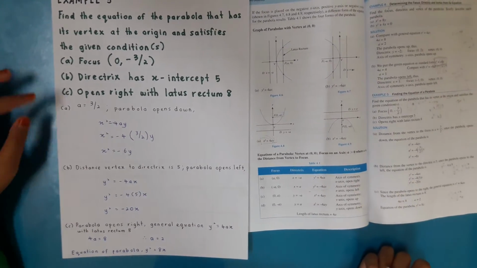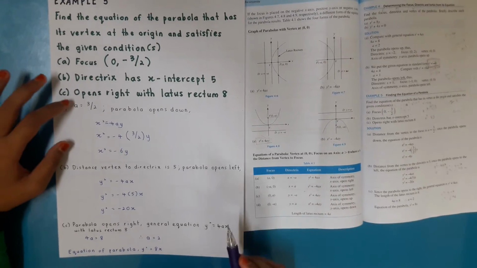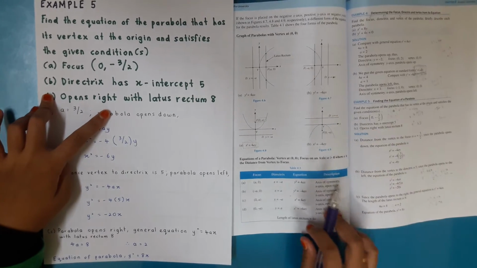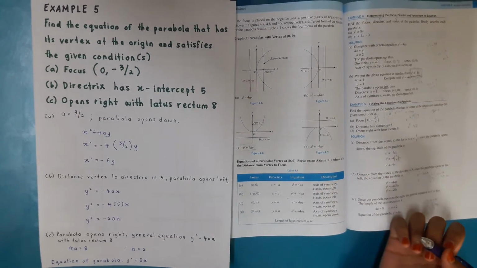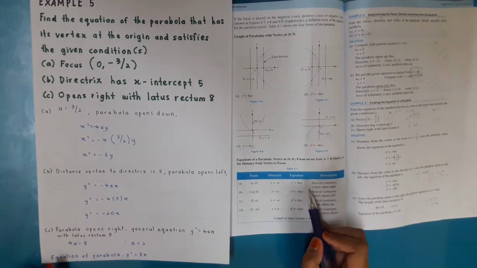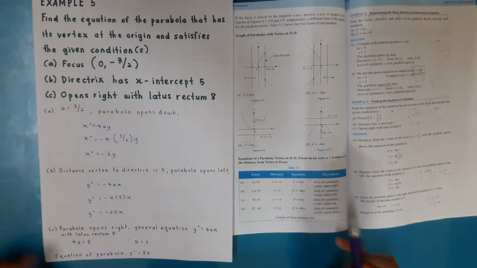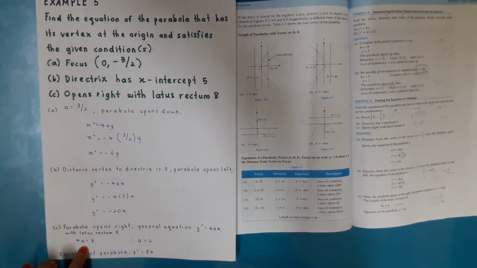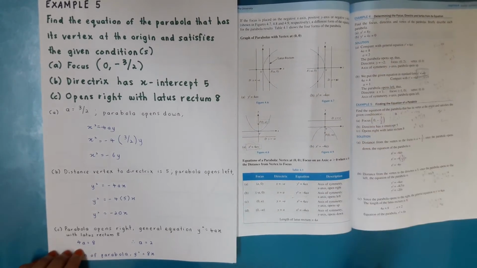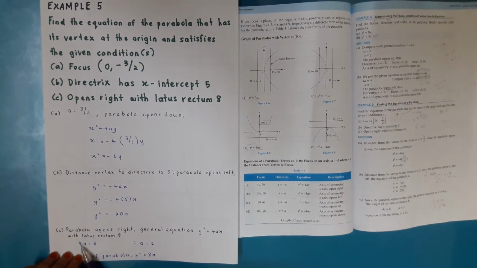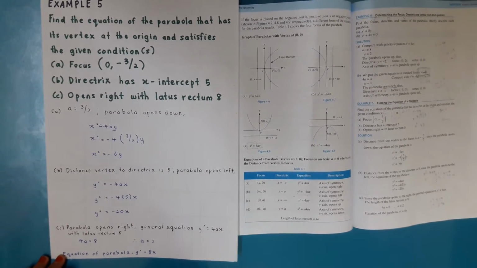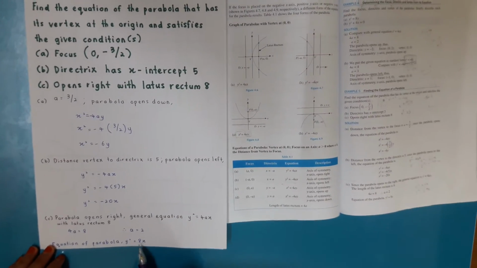For the third question, it opens right with latus rectum 8. So the general formula is y squared equals 4ax. As Irina mentioned before, the latus rectum is equal to 4a. Then 4a is equal to 8, so a is equal to 2. Then the equation of the parabola is y squared equals 8x.